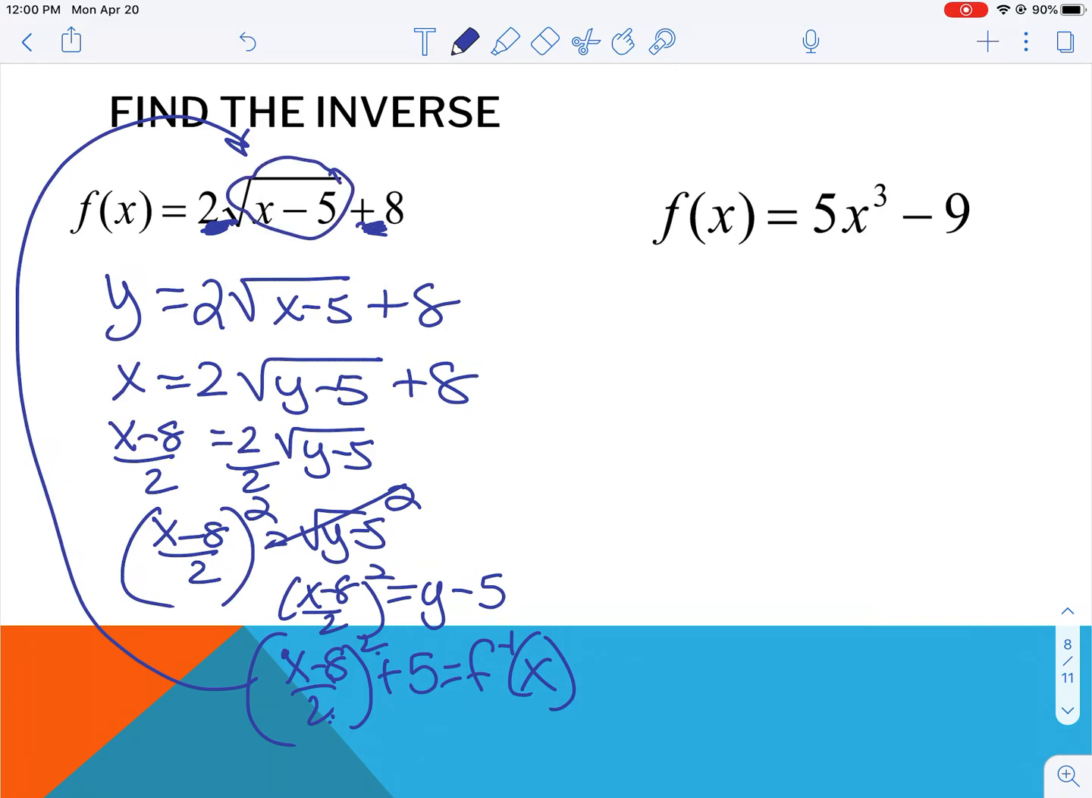This one had a square root, but notice the answer has a square. This minus 5, notice it's now a plus 5. So it's kind of a quick check to see if you did it right. Like, do you have the opposite of everything that's there? I would not try to do too much in your head. Literally write this out. You'll be more successful.